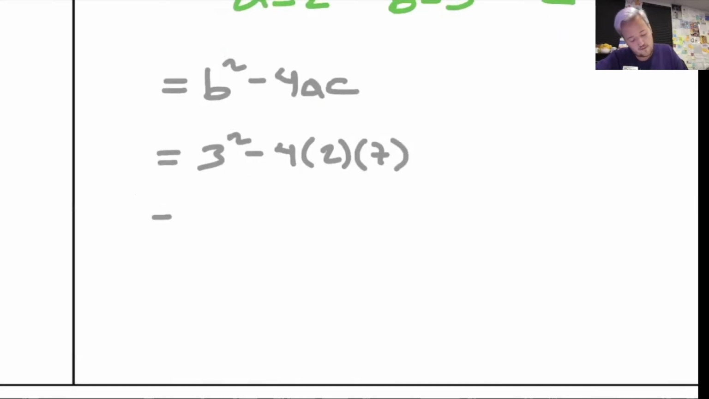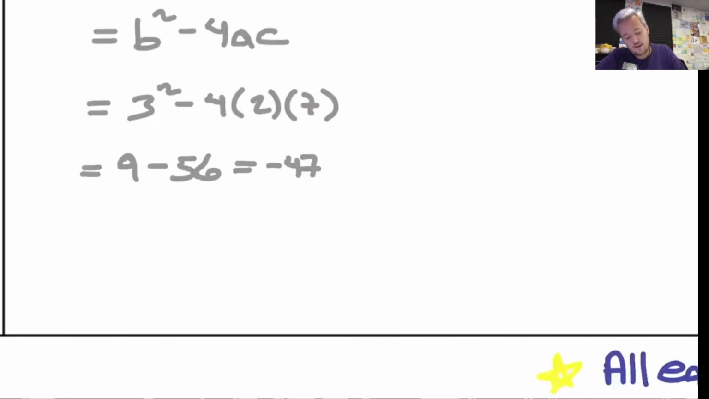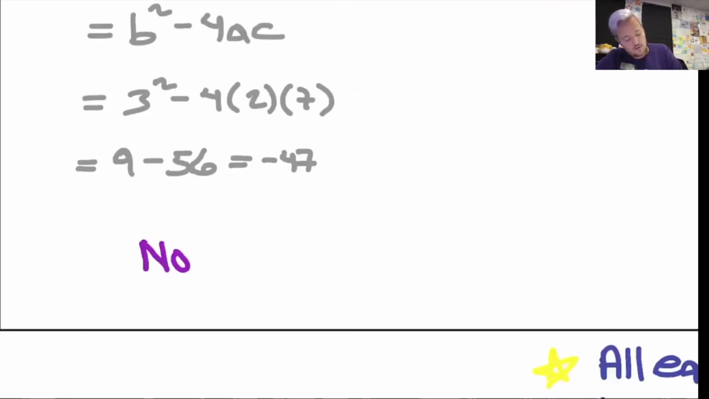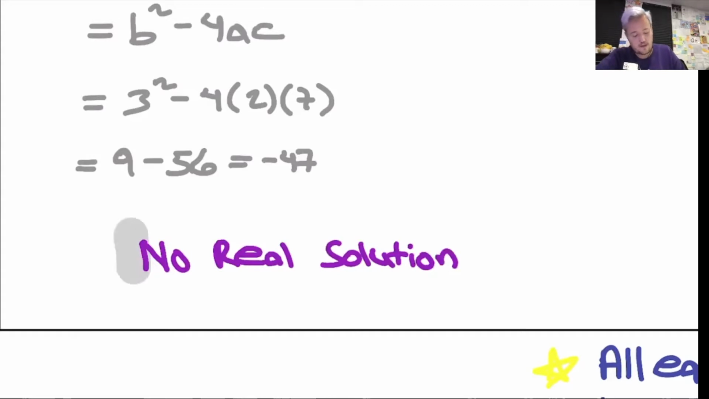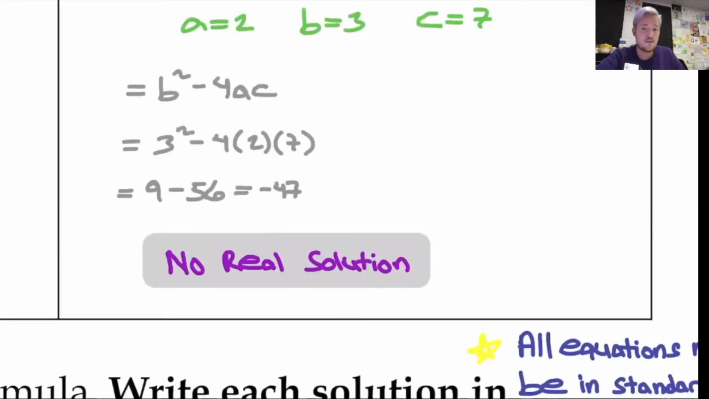So 3 squared is going to give you 9 minus 4 times 2, which is 8. 8 times 7, which is going to give you negative 56. All right, and then when you subtract, you're going to get negative 47. All right, and because it's negative, that implies that there's going to be no real solution. So remember, you have to say real. You can't just say no solution, because in this case, there are imaginary solutions. So there are solutions that exist, they just are imaginary.